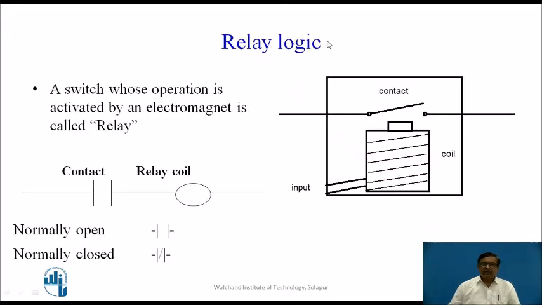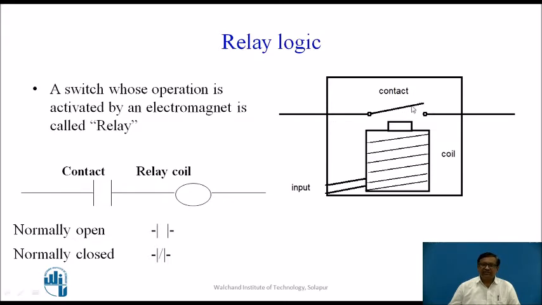If you look at the right side, this is an electromechanical relay which consists of a coil. This coil is wound on a magnetic material, and these are the two input terminals of the coil which are used to energize the coil. And when the coil is energized, the magnetic contacts attract, and the connection between the contacts is closed. So, a switch whose operation is activated by an electromagnet is called a relay.